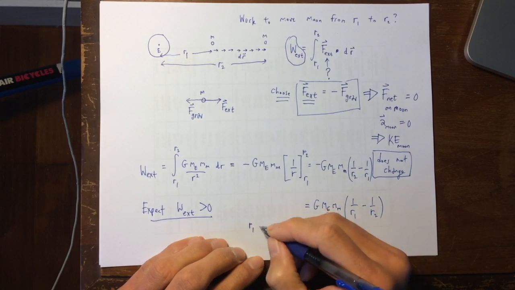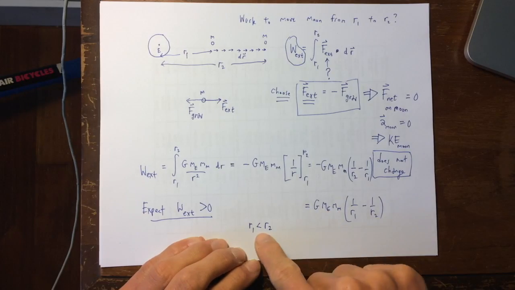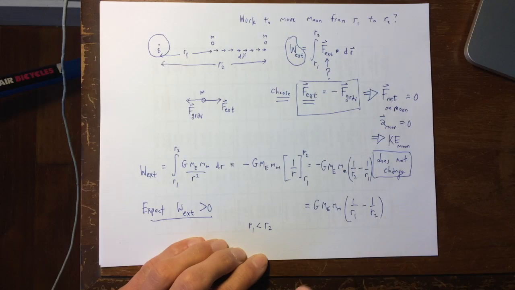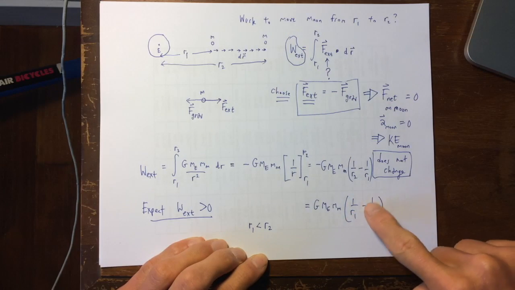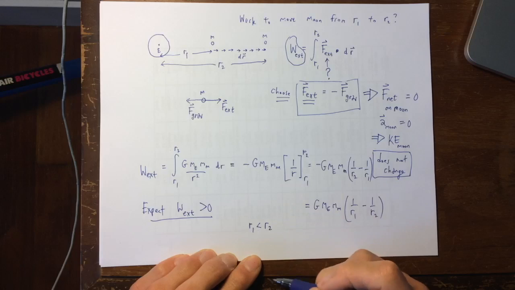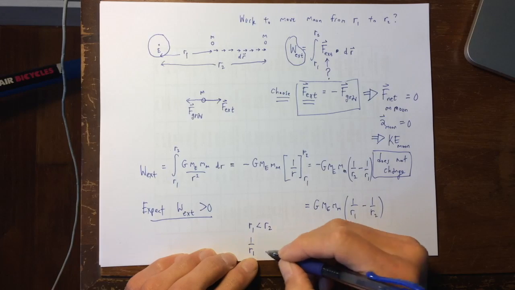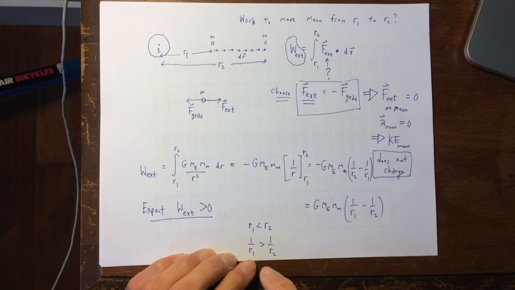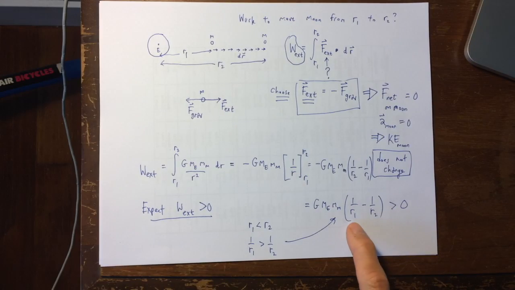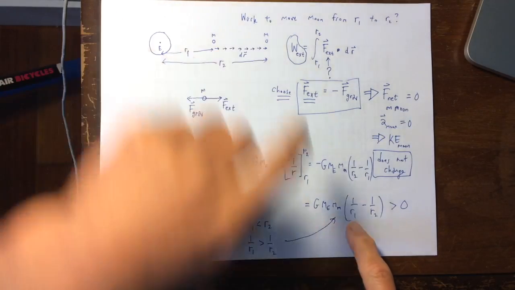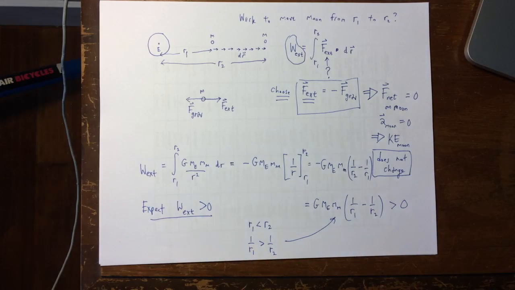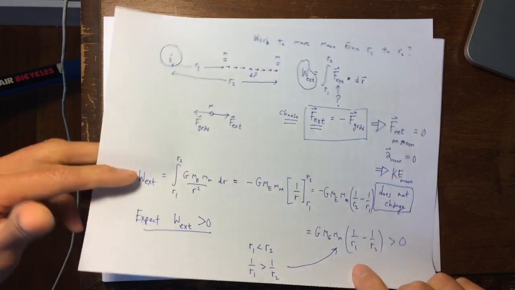What's strange is r1 is smaller than r2, because r1 is the inner position and r2 is the outer position. So it looks like we have a small thing minus a big thing, which should be negative, which is backwards, but that's not actually the case. r1 smaller than r2 means that 1 over r1 is bigger than 1 over r2. And this guarantees us that if r1 is smaller than r2, then the work done is positive. That's what I wanted to show you. So let me go on now.